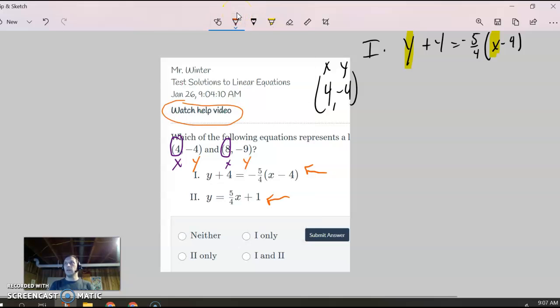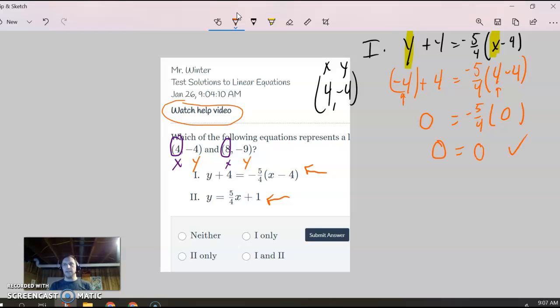All right. So the y is -4. That's (-4 + 4). I'm just going to put the parentheses around so you know that I did it there. -5/4 times, this is where the 4 goes, (4 - 4). Again, that's the x value, there's the y value. And let's work this out. -4 + 4 is 0. -5/4 stays on the outside until we do what's inside the parentheses. 4 - 4 is 0. All right, well that's -5/4 times 0, which is also 0. So does 0 equal 0? Yes, it does. All right, so we know that this equation works in problem 1.